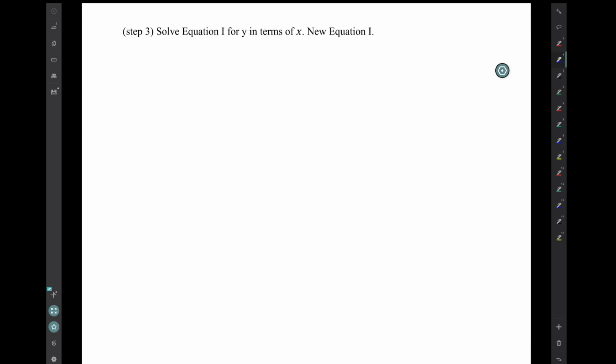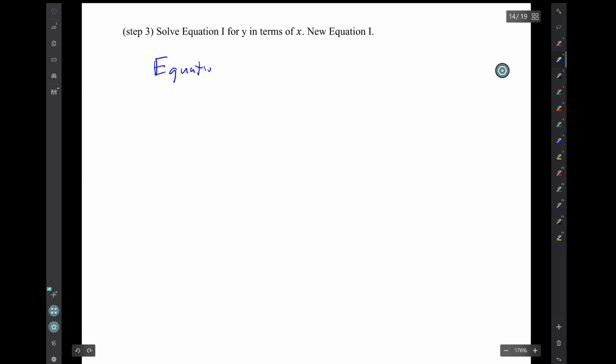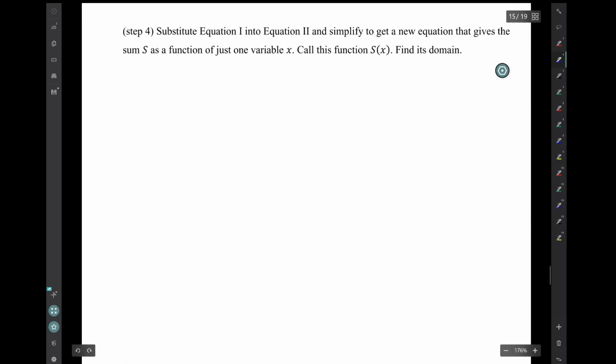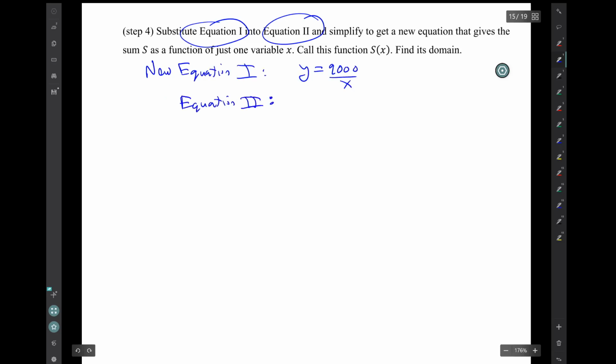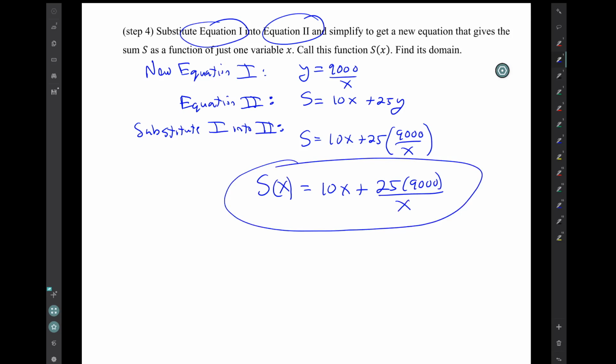Solve equation 1 for y in terms of x. So there's equation 1. All right, so there's the new equation 1. Step 4 is to substitute equation 1 into equation 2 and simplify to get a new equation. So there's our new equation for s in terms of x.